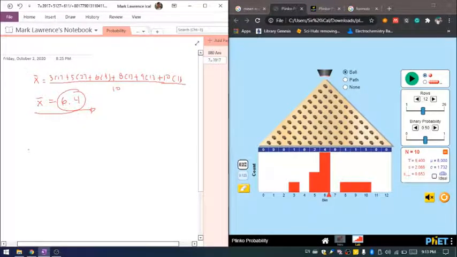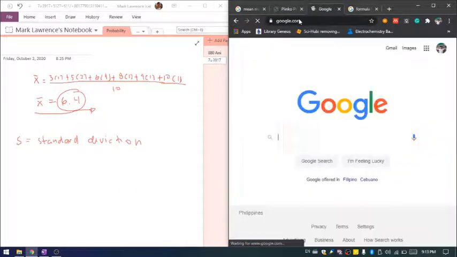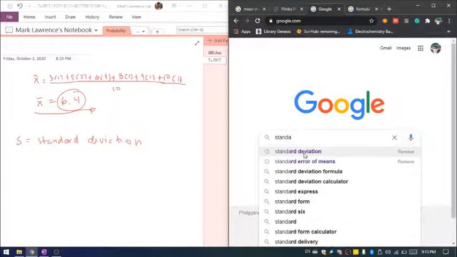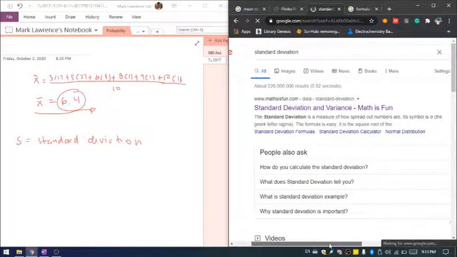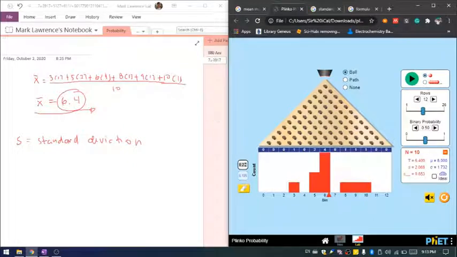Now, ano naman yung ibig sabihin ng S? Diyan, yung S is actually the standard deviation. Now, standard deviation is defined as the measurement of how changing the values are from the mean. Okay, standard deviation is the measure of how spread out numbers are. Okay, so going back, standard deviation is like this.